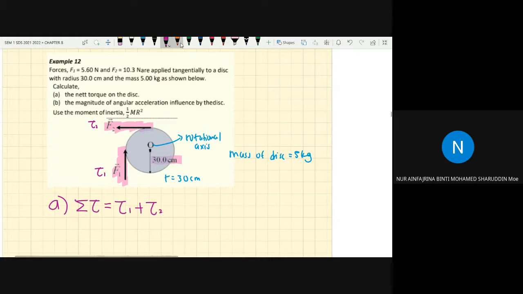Actually, this disc will have weight. It will have weight, but that weight is at the pivot point, at the rotational axis. So remember, when forces are at the pivot point, there is no torque. That is why Miss will ignore the torque of the weight. Okay, Miss can just add the torque of the weight, but Miss will cancel it. Why? Because it is at the pivot point.